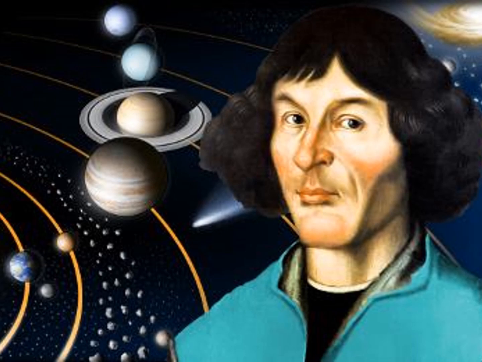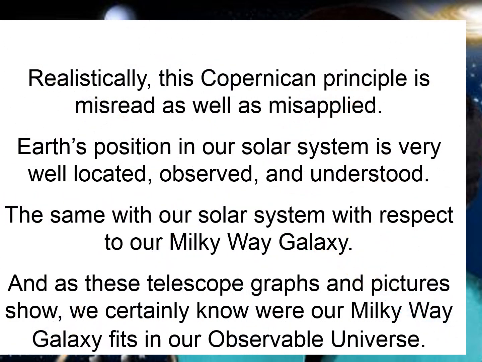Realistically, this Copernican principle is misread as well as misapplied. Earth's position in our solar system is very well located, observed, and understood. The same with our solar system in respect to our Milky Way galaxy. As all these telescope graphs and pictures show, we certainly know where our Milky Way galaxy fits in our observable universe.